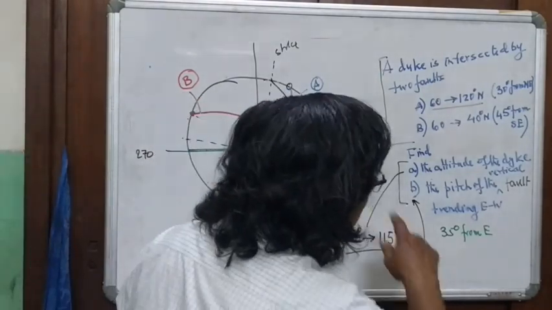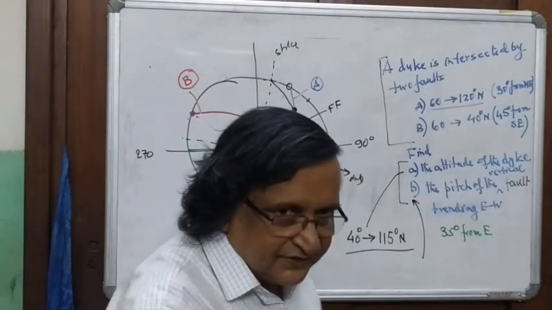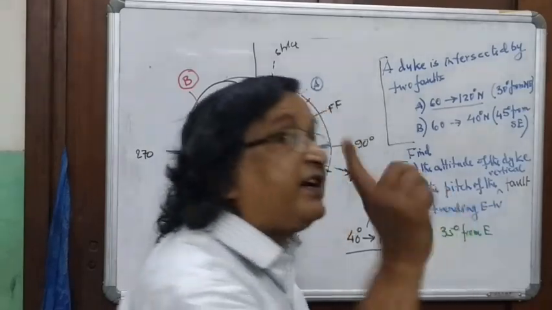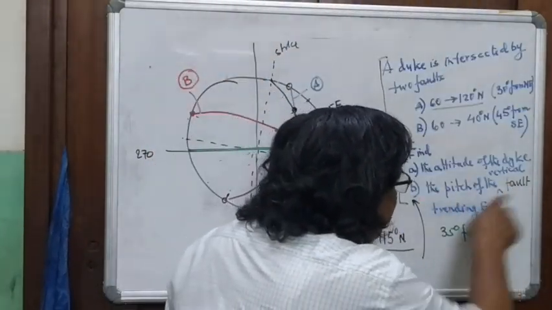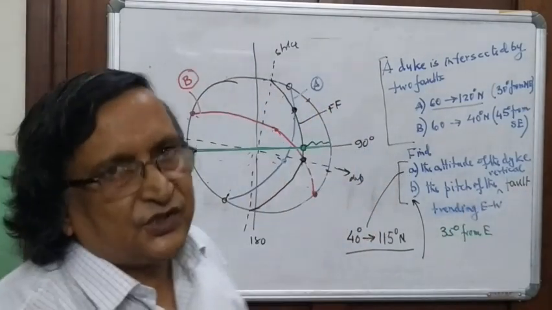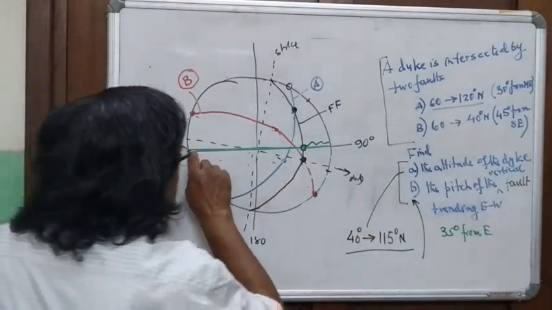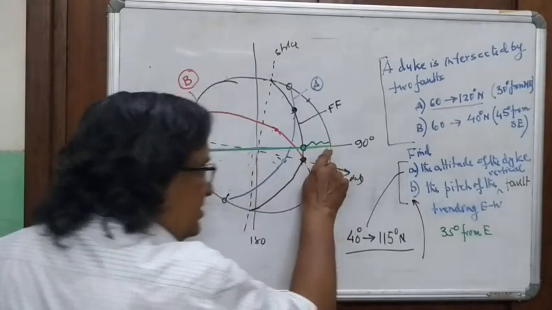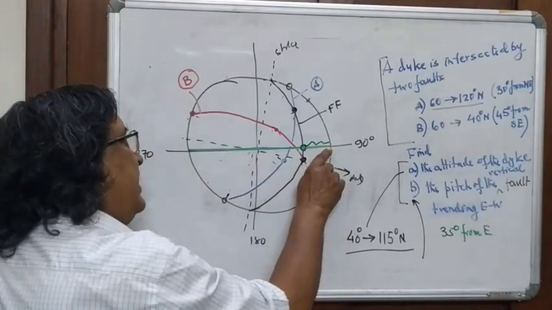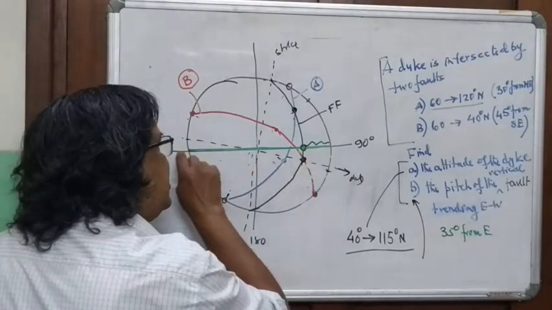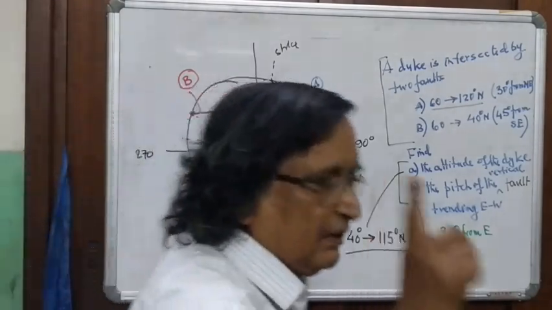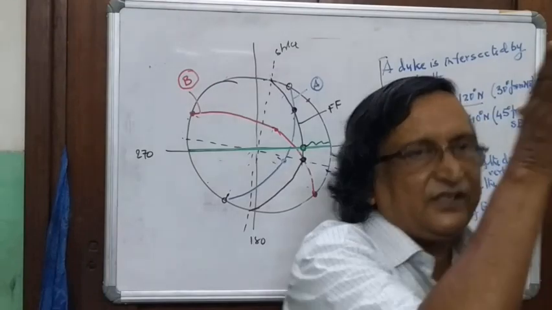I've been asked to find out the pitch of the dike on a vertical fault. This is the third fault. Pitch of the dike on a vertical fault trending east-west. So I draw this line. What is this? This line is the fault plane. Why is it straight like this? Because it's vertical and it trends east-west.